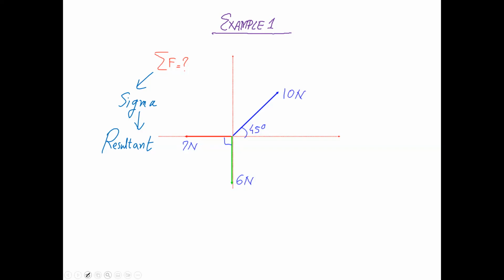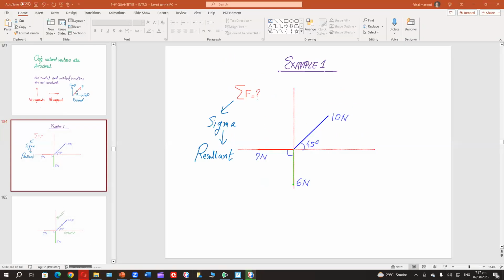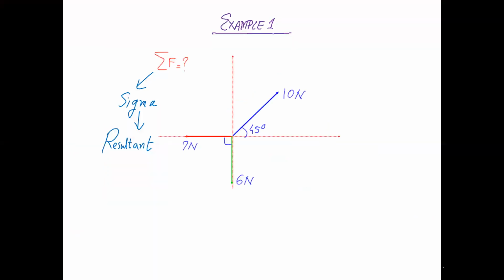This symbol is sigma, and sigma is used as a symbol in this chapter for the resultant vector. Now, remember, we resolve only the inclined vector. Which vector is inclined in this diagram? The 10 Newton one. Only the 10 Newton vector is inclined. Good.